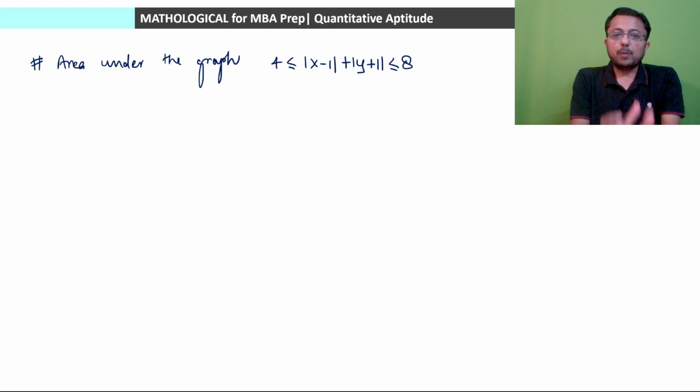So if the sum of mod of x minus 1 plus mod of y plus 1 is between 4 and 8, what will be the area under that graph? What will be the area under the curve? Pause this video and try to solve this. Okay.